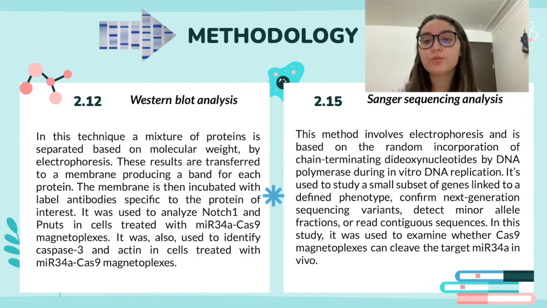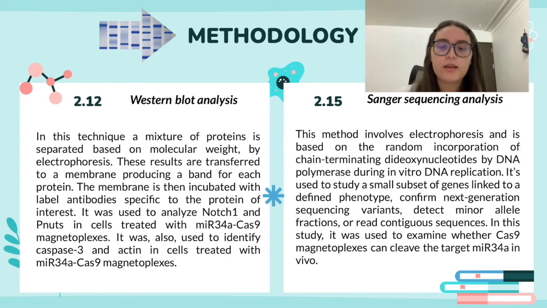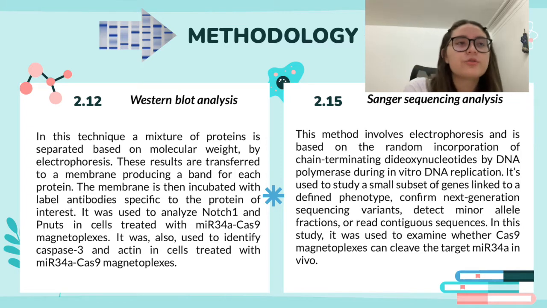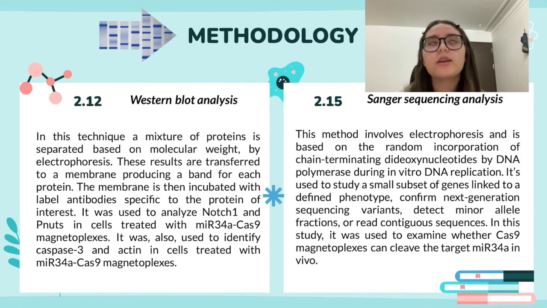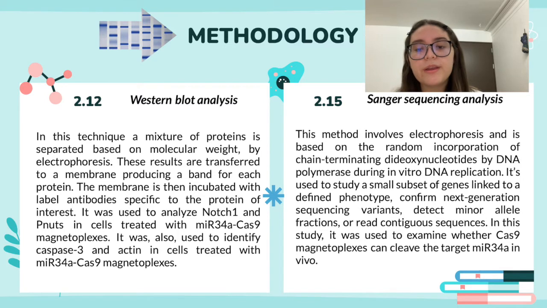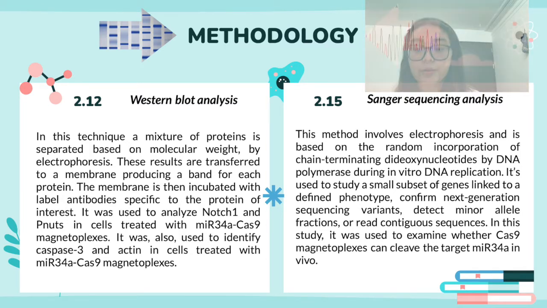The next method we used was Western blot analysis. In this technique, a mixture of proteins is separated based on molecular weight by electrophoresis. These results are then transferred to a membrane, producing a band for each protein. The membrane is then incubated with label-specific antibodies to the protein that we have interest in. It was used to analyze Notch1 and peanuts in cells treated with MIR34A Cas9 magnetoplexes. Also, it was used to identify caspase-3 and actin in cells treated with these magnetoplexes.